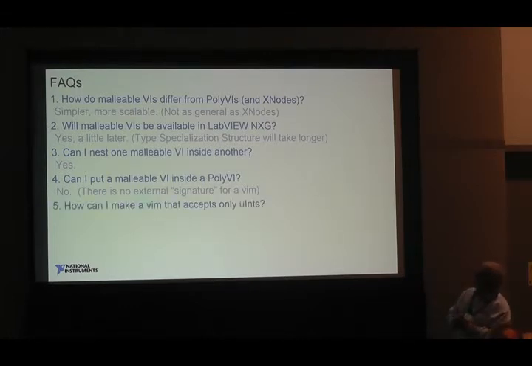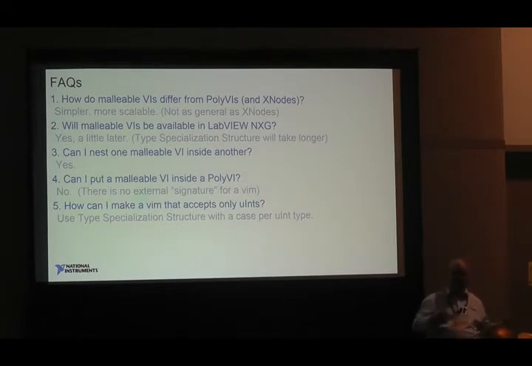How can I make a VIM that accepts only unsigned integers? So this is back to Norm's question, and if you want to accept any unsigned integer, then you would use the type specialization structure and have a case per uint type. So uint 8, 16, 32, 64. When we eventually have some of these more sophisticated type comparison primitives that Steve was talking about, there'll be one that says any uint.